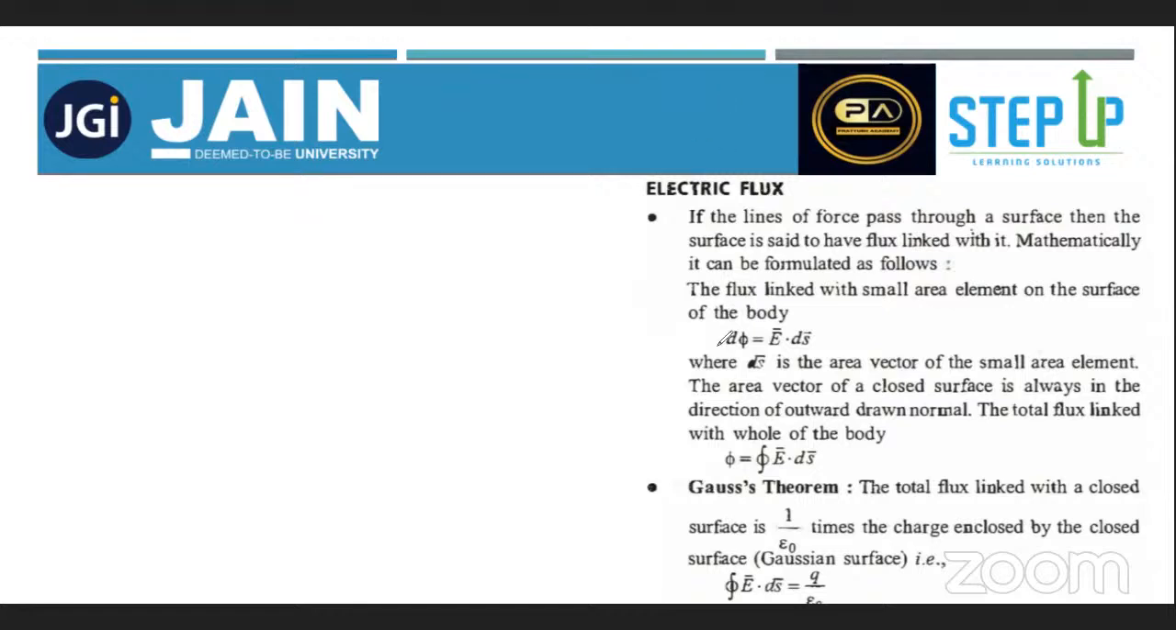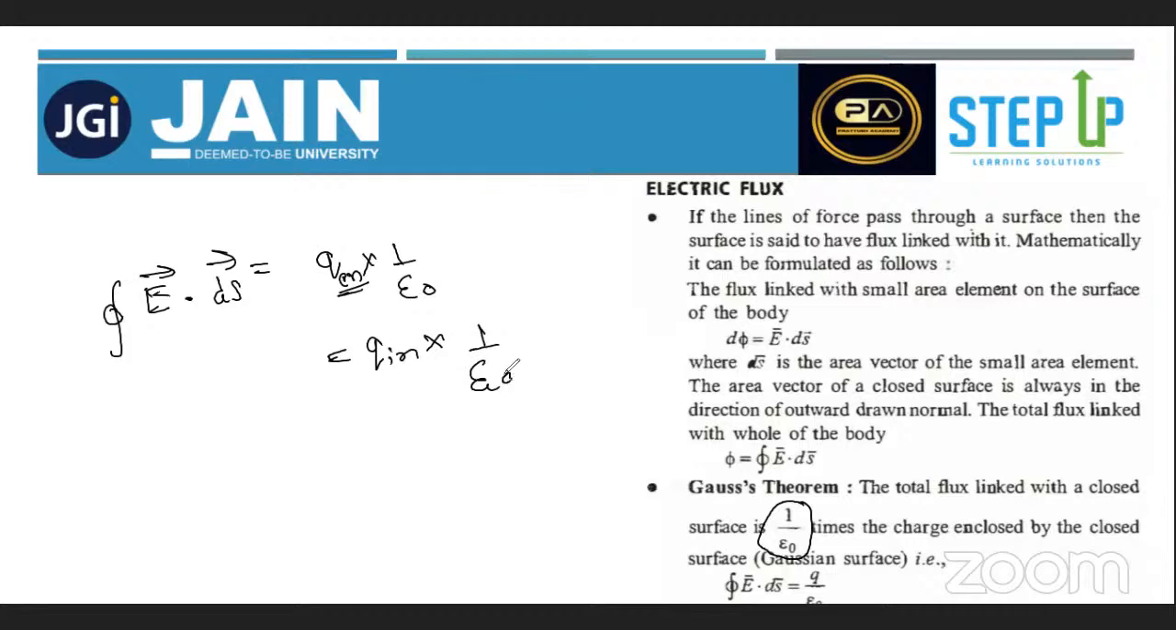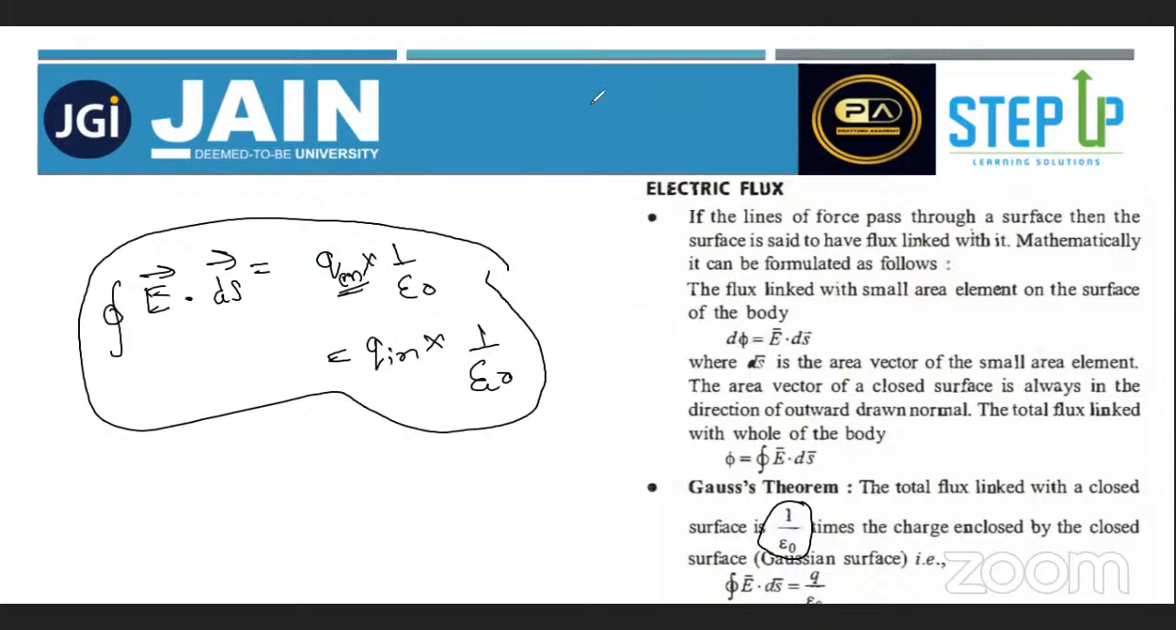Gauss theorem: the total flux linked with a closed surface is 1 by epsilon naught times the charge enclosed by the closed surface. To represent the flux through a closed area, we write the integral like this. So this will be equal to Q by epsilon naught, where Q is the charge enclosed, or Q inside. How much charge is there inside that surface, that is what is your Gauss law.